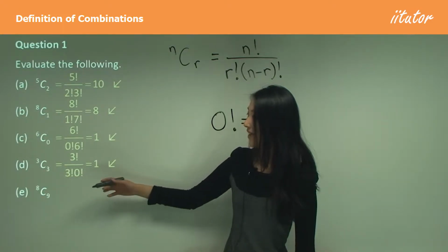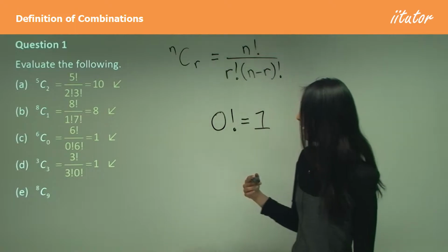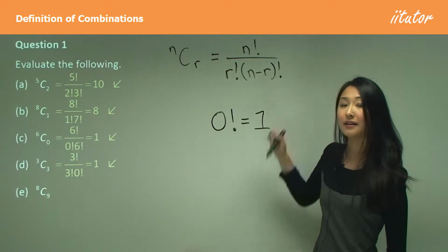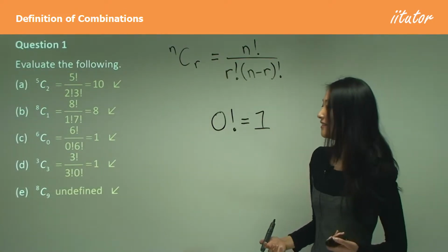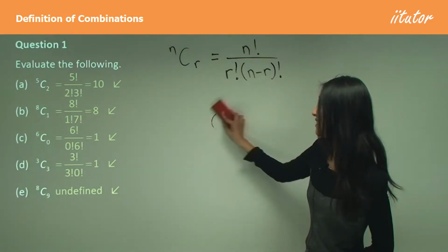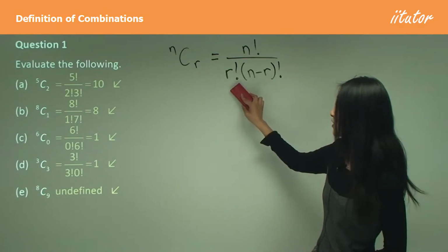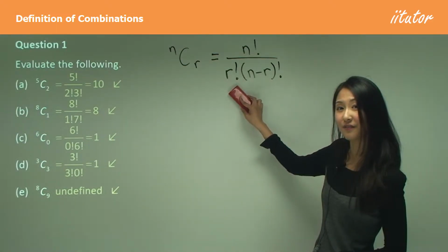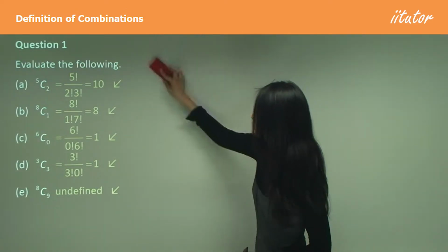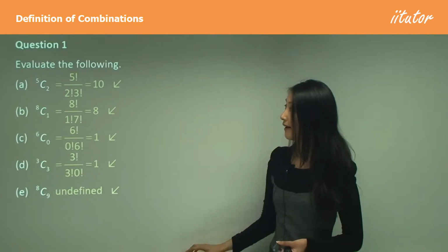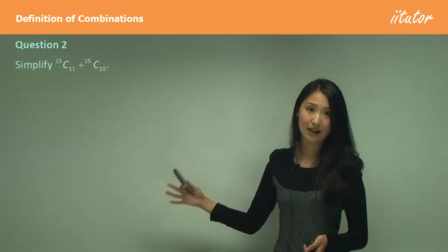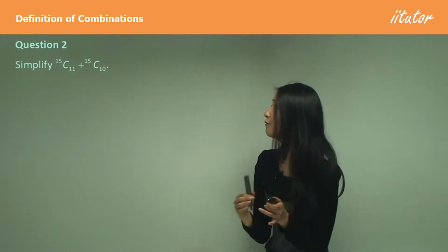And finally, we have 8C9. In this case, you're going to have 8 minus 9 here, which is negative 1, and you can't have a negative number factorial. So that's why that's undefined for that question. Just remember, this equation is the same as your permutations equation, just with an extra division by r factorial. You'll get familiar working with it, but for most of the questions you will do later on, we'll be using calculators. But we need to understand this to work out these types of questions, where we're working with just the combination itself.